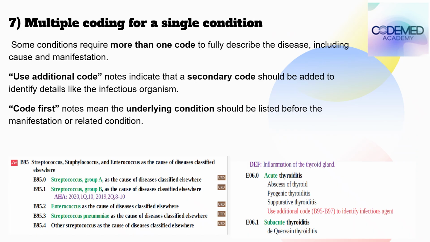Now the point number 7, multiple coding for a single condition. Some of these points we have already learned in conventions. So some conditions require more than one code to fully describe the disease, including cause and manifestation. Use additional code notes indicate that second code should be added to identify details like infectious organism. Code first note means the underlying condition should be listed before the manifestation or related condition. So we have seen this in the previous conventions also.